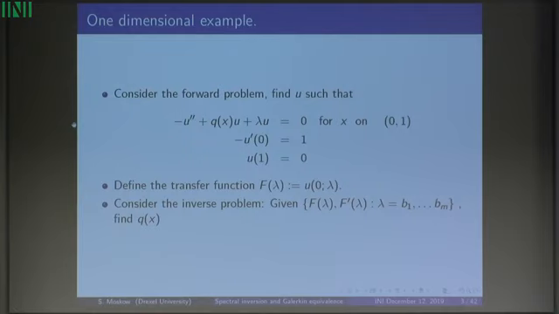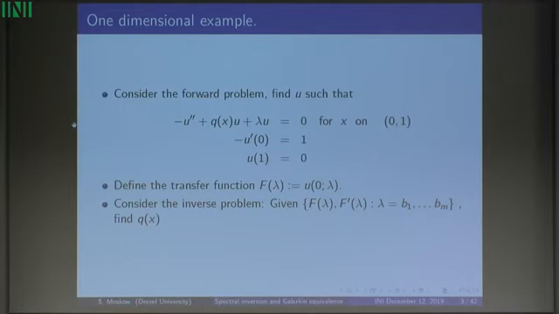So this is the inverse problem I'm going to start with. Consider some forward problem where we have a spectral parameter. This could possibly come from a Laplace transform of a time domain problem, for example. The simplest problem one could think of is a diffusion problem where this is an absorption parameter, so this would be an inverse absorption problem. And my domain is just the unit interval.